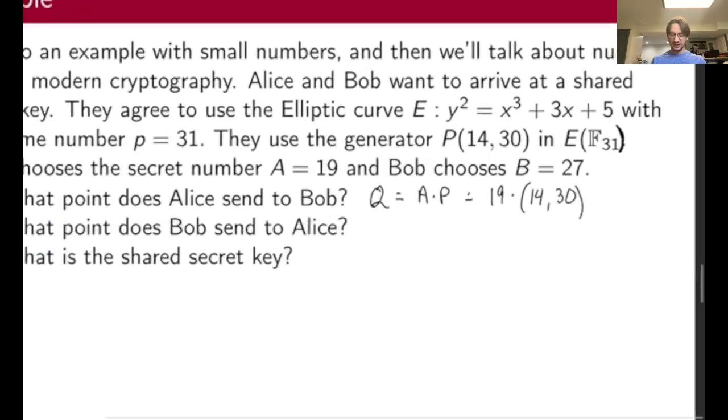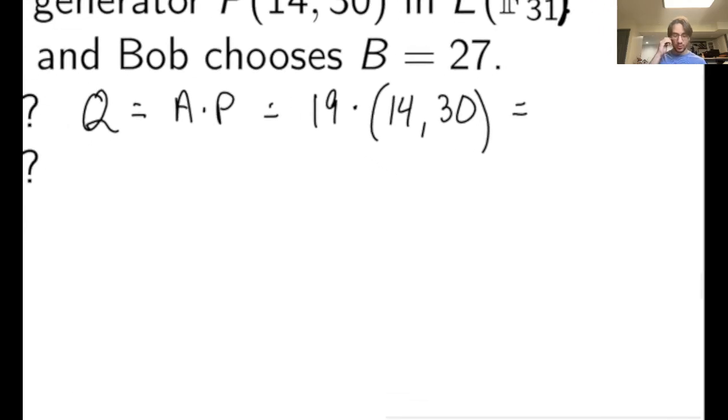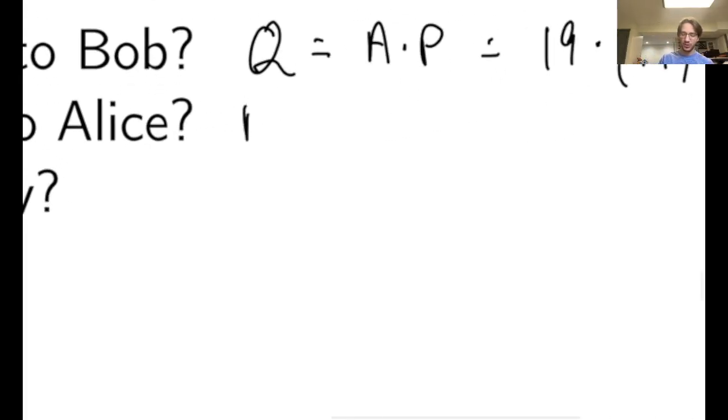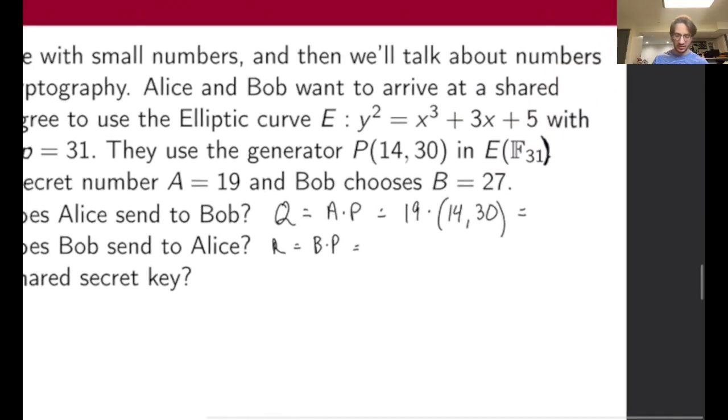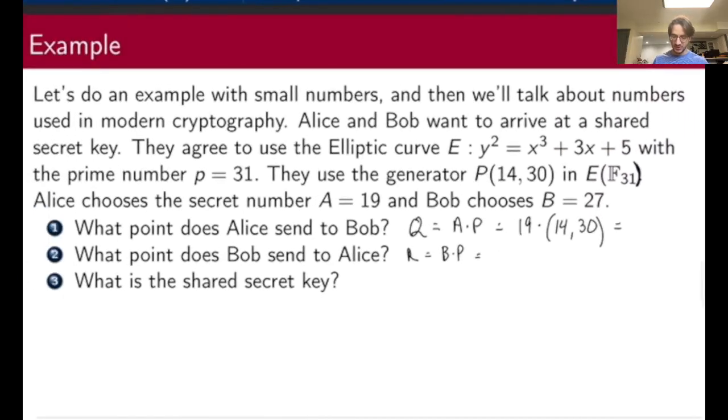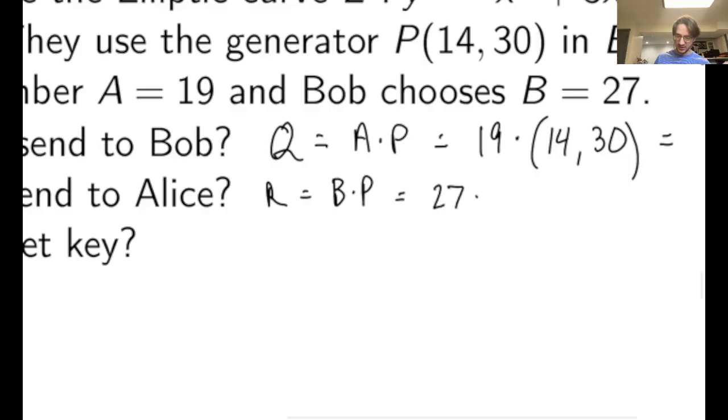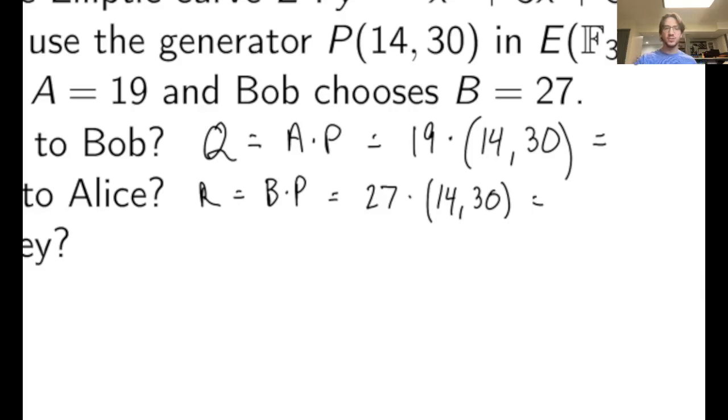Okay. So Alice sends to Bob this point, 19 times the point (14, 30), which is not just 19 times 14, 19 times 30. If that was the case, then this would be really pointless. It would be very easy to undo these things. So we'll compute that in a second. Bob computes the point R, which is B times P, which is 27 times the point (14, 30). Okay, so let's go compute those things.